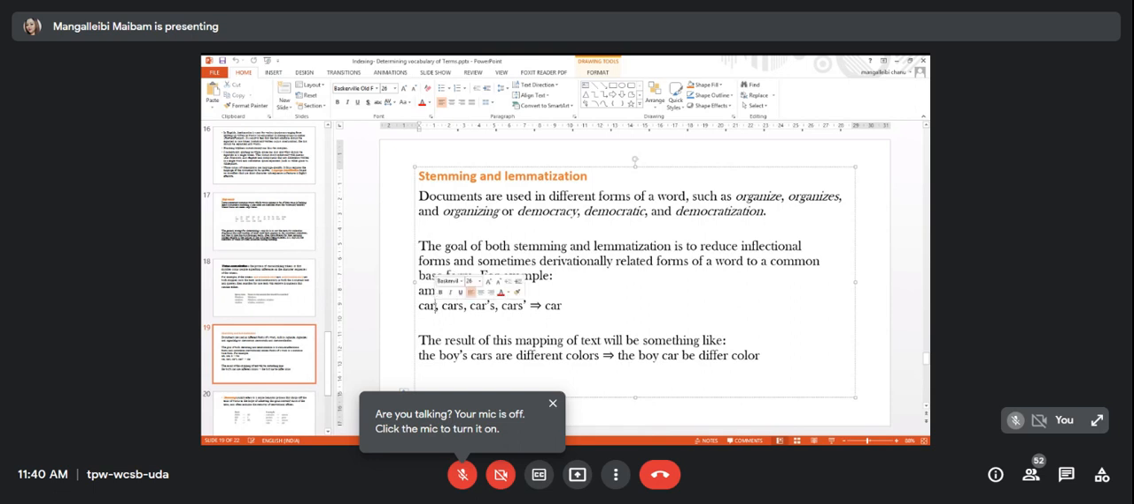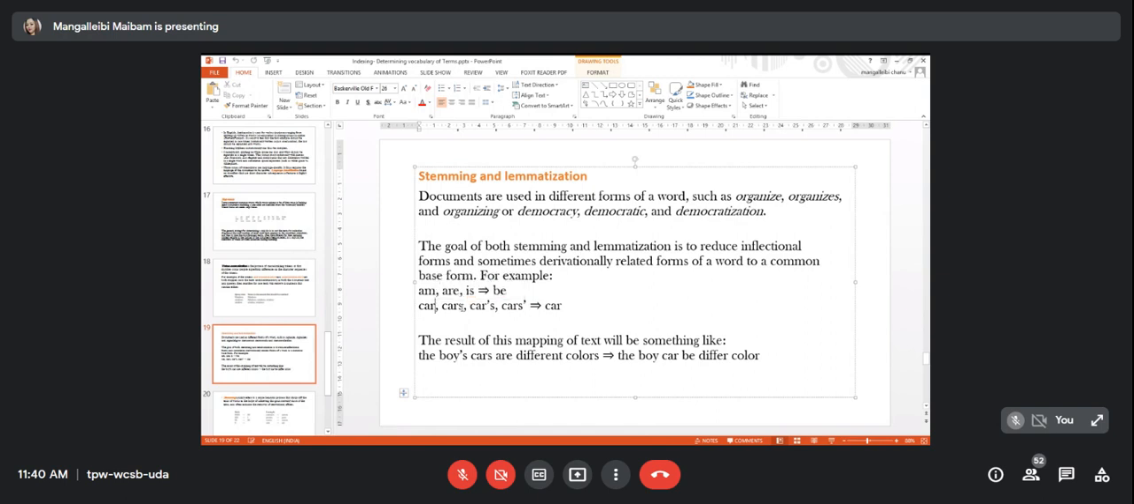And for example, car is one individual token, and cars is its derivational form. We have the apostrophe forms here, we have the plural form here, and this is the original form of the word. Those are the derivational forms of the word. So all these derivational forms we are converting into the base form car.